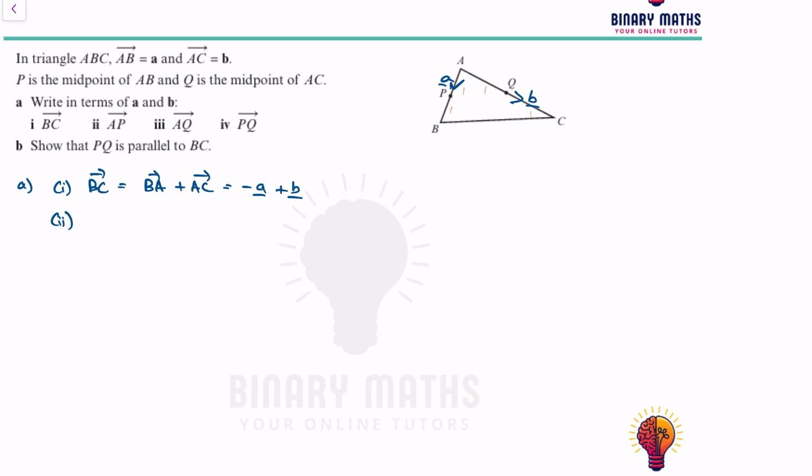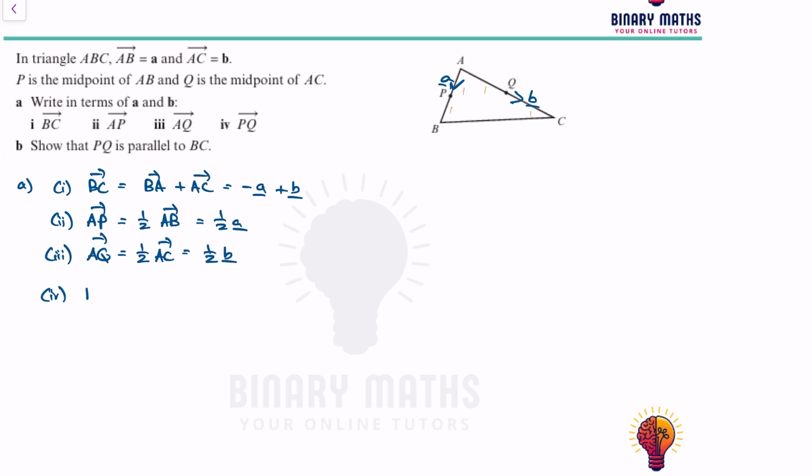Part 2 is A to P. A to P will be just half of A to B, since P is the midpoint, which is just half of A. Part 3 is A to Q. A to Q again, Q is halfway, so it's half of A to C, which is half of B.